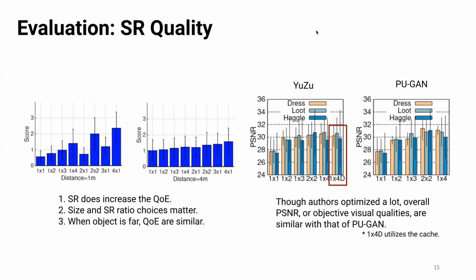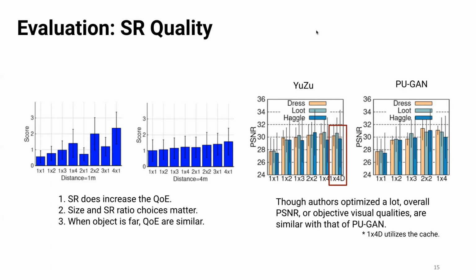This one is the figures from the user study. What you can take from here is that SR does increase the QoE. As you can see from the left figure, there is 1x1 and 1x2, which use only 1/4 of the point cloud and apply 1x super resolution and 2x super resolution, 3 to 4. By using the higher super resolution ratio, you can see the QoE actually goes up.